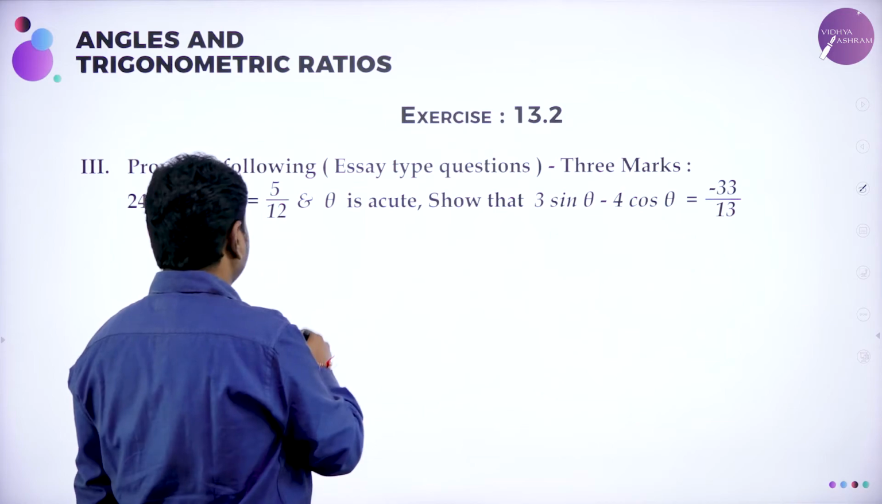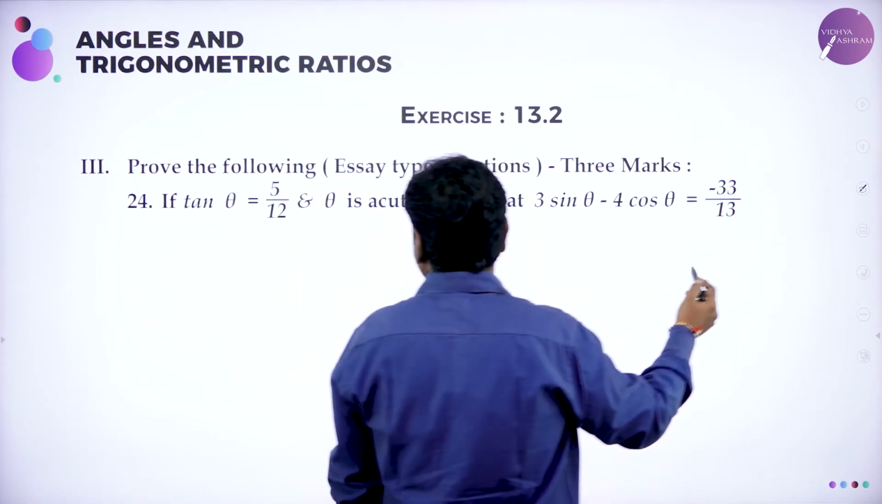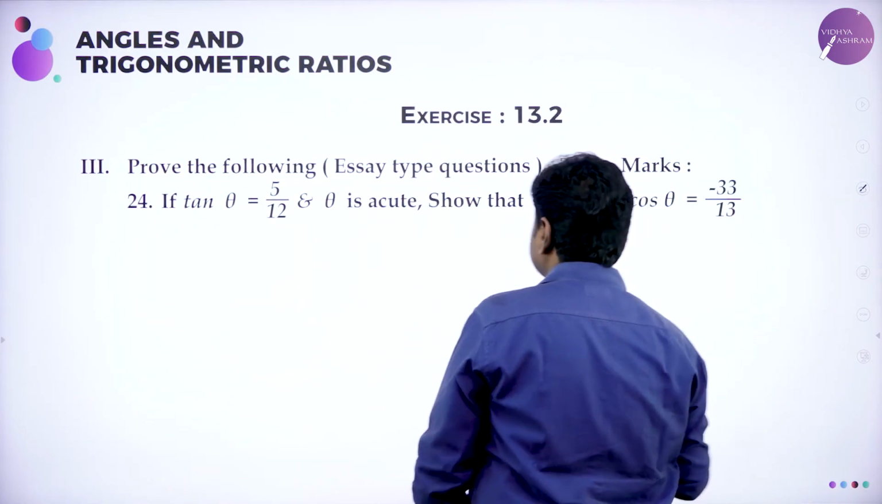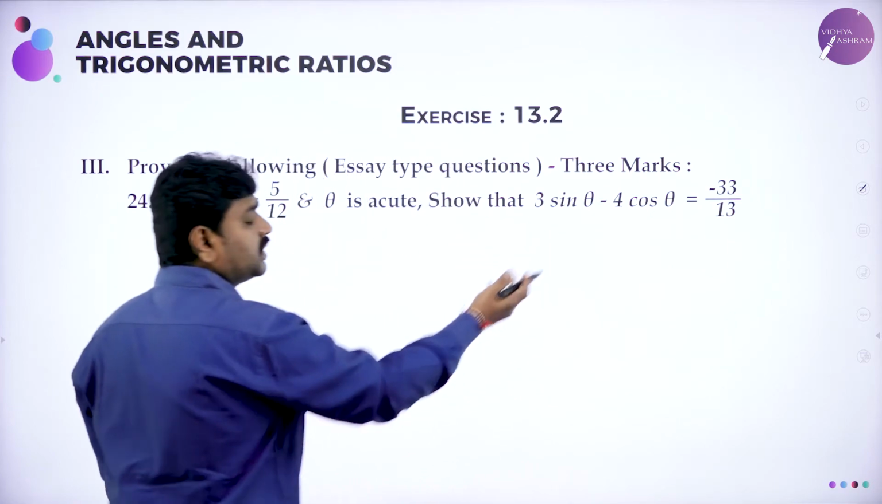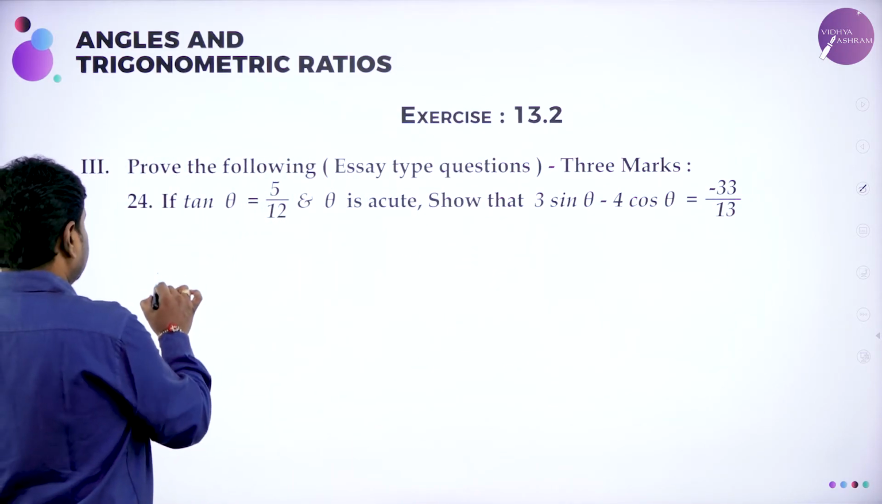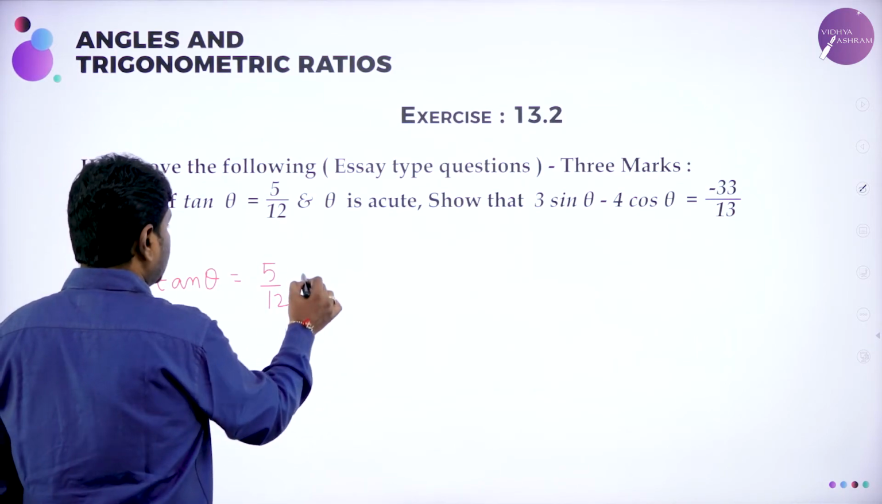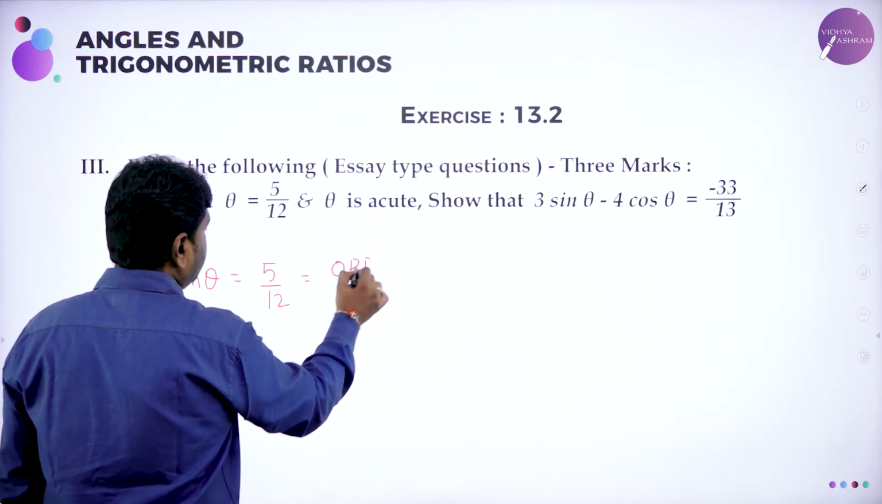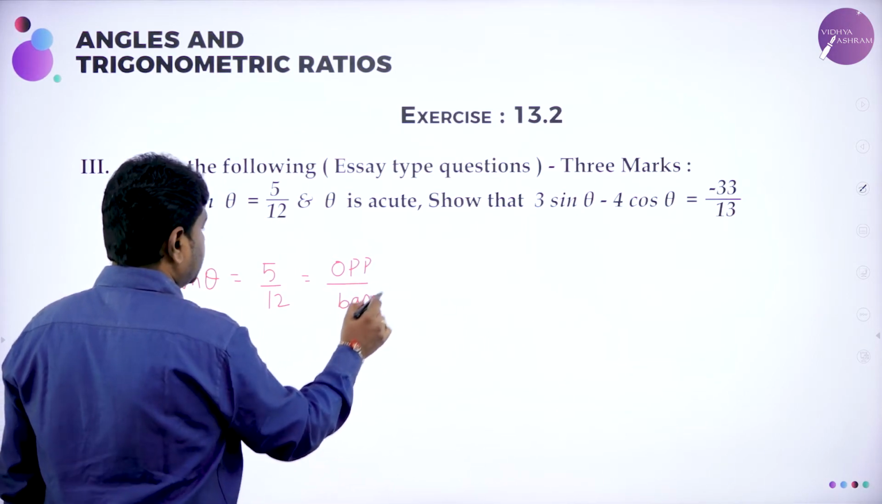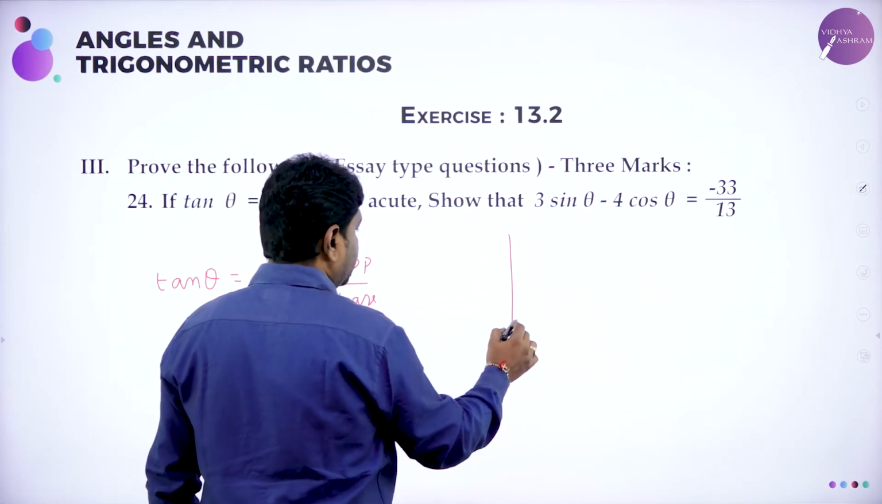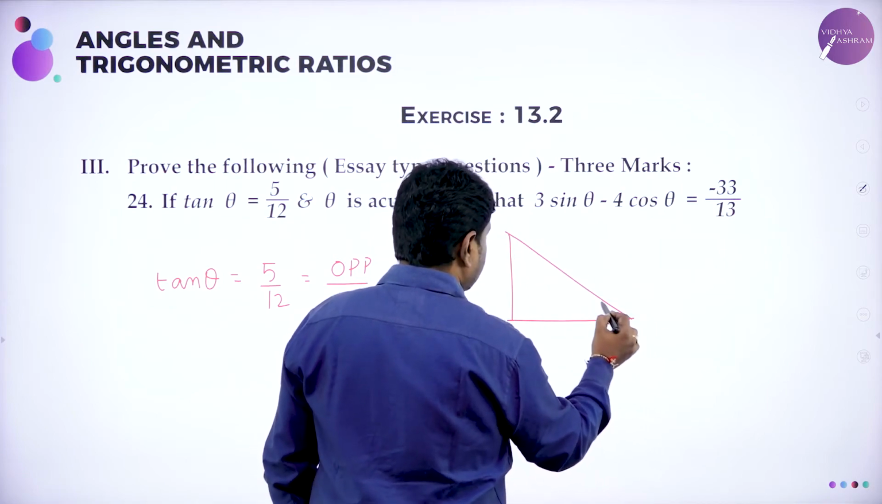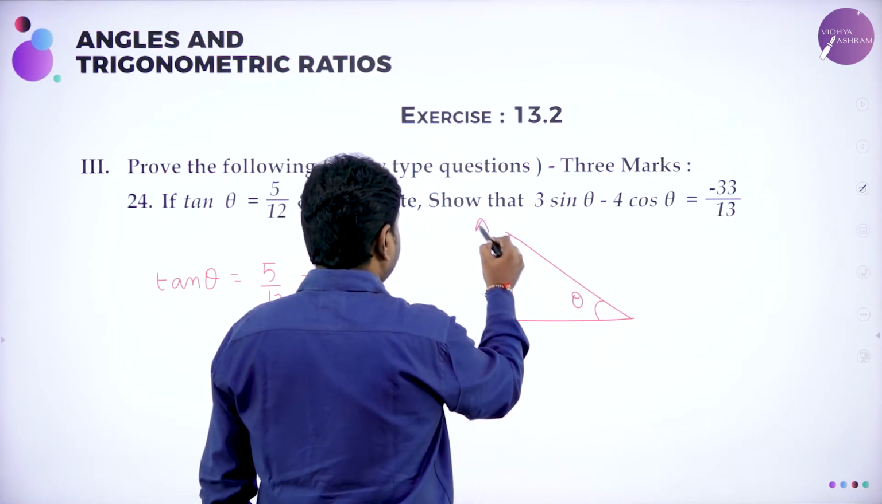And in this 24th problem, they have given the tan theta value. Again, construct the triangle and get sin and cos. So given tan theta, what is tan theta? They give 5 by 12. And you know tan means what? Opposite side divided by base. And construct a triangle.